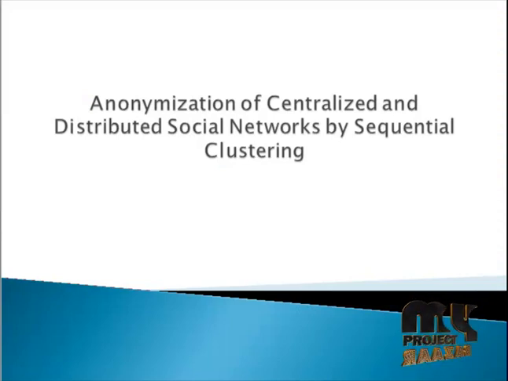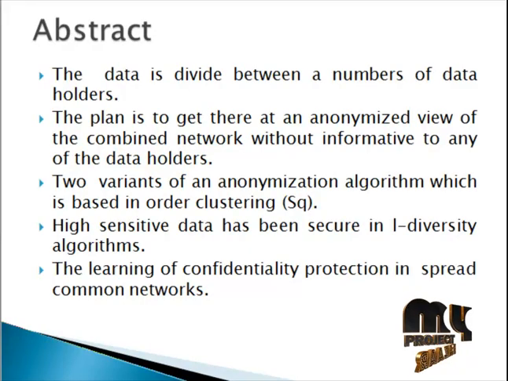The project title is Anonymization of Centralized and Distributed Social Networks by Sequential Clustering. The abstract of our project is that the data is divided between a number of data holders. So the plan is to get an anonymized view of the combined network without revealing information to any of the data holders. So there are two variants of an anonymization algorithm, which is based on sequential clustering.